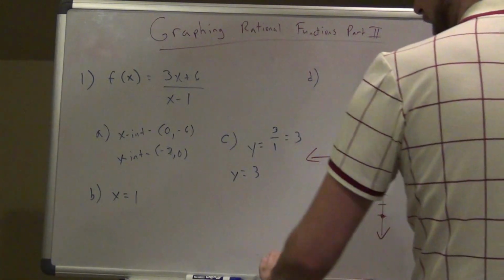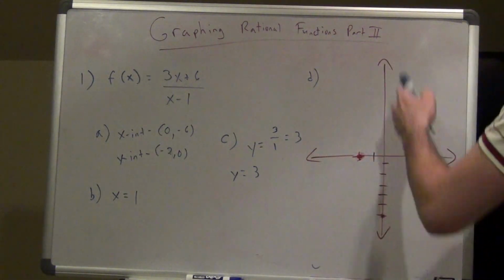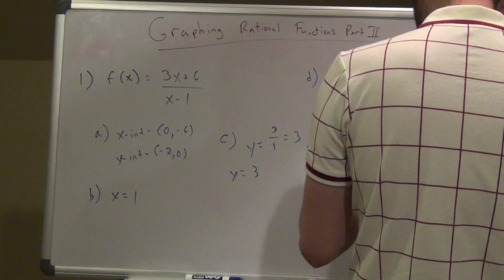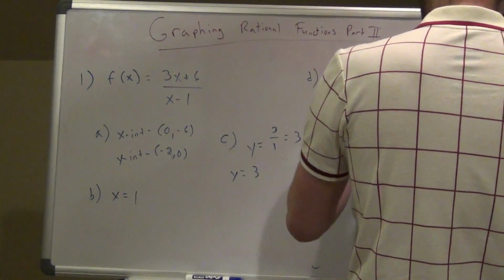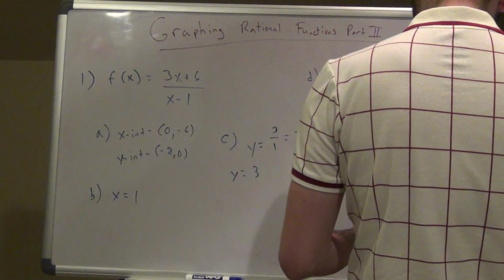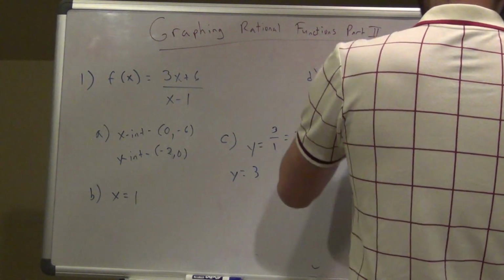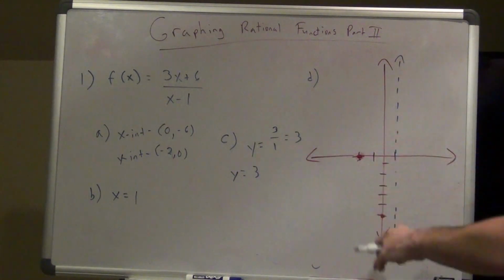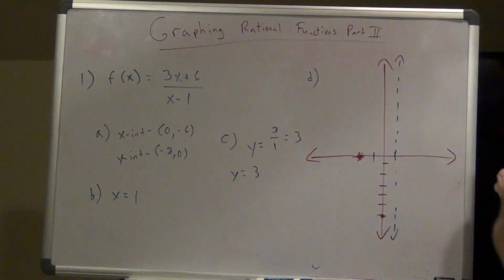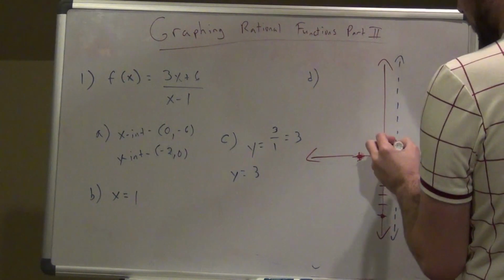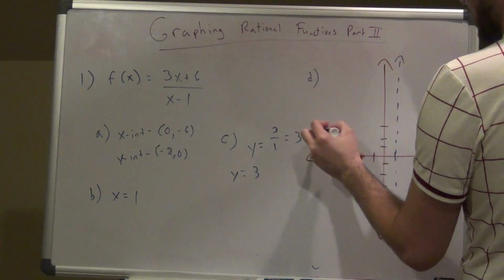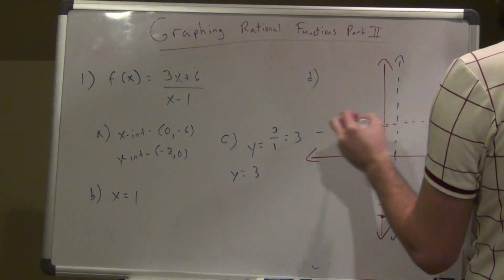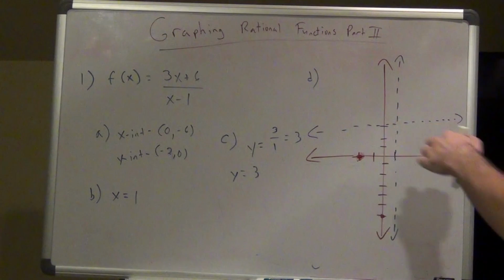All right, now I'm going to draw in my asymptotes. My vertical asymptote, x equals 1, is a line that's going to go vertically up and down on x equals 1. So I'm going to draw a line here. There's my vertical asymptote, x equals 1. And my horizontal asymptote is y equals 3. So I'm going to draw a different line. I'm going to go up 1, 2, 3, and draw my horizontal asymptote. It's as straight as I can be.